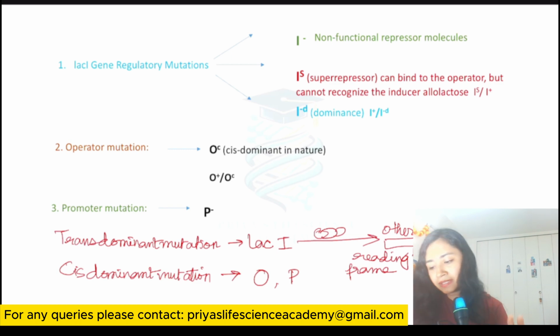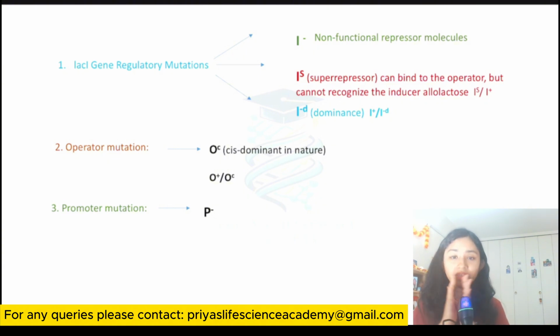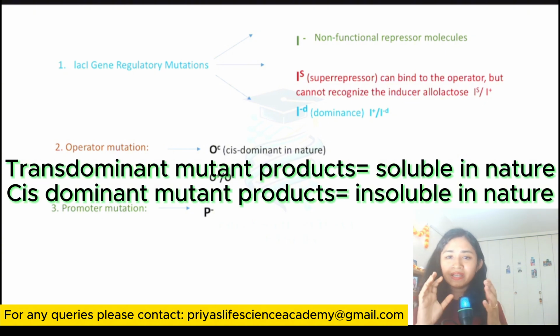But the mutations on the operator and promoter regions do not produce any soluble product. They can only affect the reading frame from which they are produced. For example, if the operator O^C is here, it can only affect this reading frame. Its product can't travel to another region and can't affect another reading frame. So this is the basic rule of cis and trans-dominant mutation. The products of trans-dominant mutations can transport to other regions and affect other reading frames, but cis-dominant mutations produce no soluble product, so they can only affect the reading frame in which they are produced.